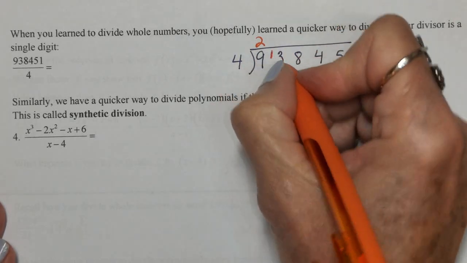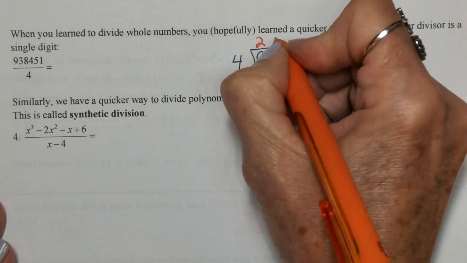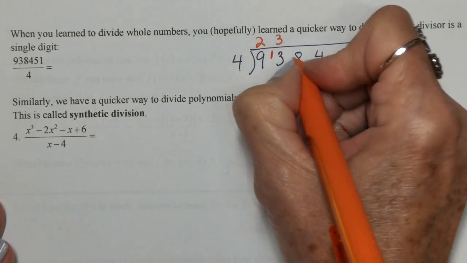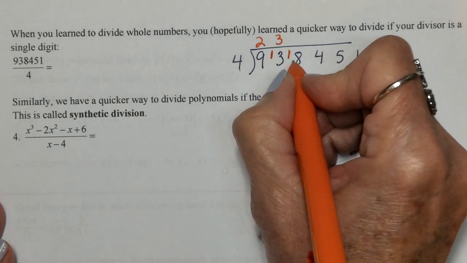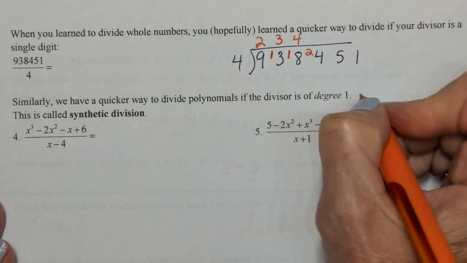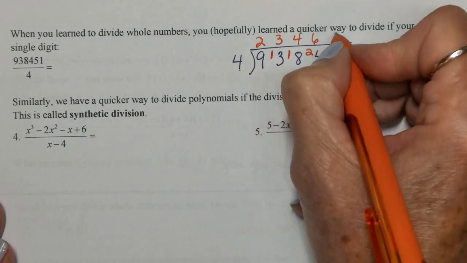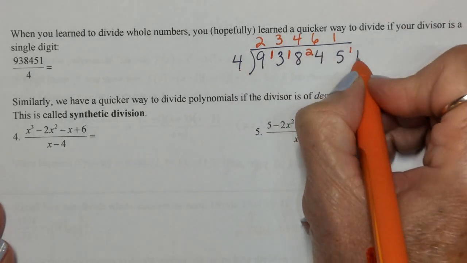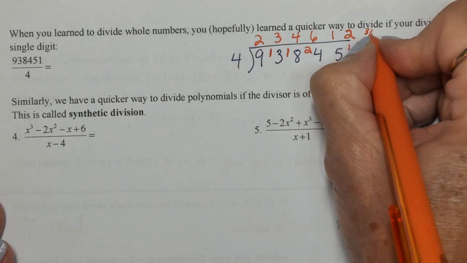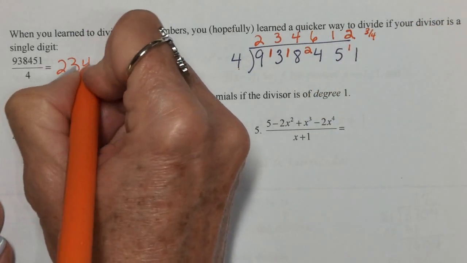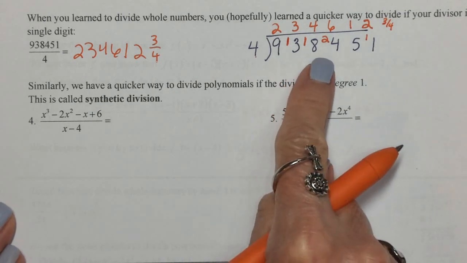That 1 remainder I'm going to put up here with the 3, and now that 3 became a 13. How many times does 4 go into 13? 3, with remainder 1, because 3 times 4 is 12. Now 4 goes into 18 4 times with 2 left over. 4 goes into 24 6 times with nothing left over. 4 goes into 5 once with 1 left over. 4 goes into 11 twice with 3 left over. So this is equal to 2, 3, 4, 6, 1, 2, and 3/4. Those are the same thing. So that's a quicker way to divide.